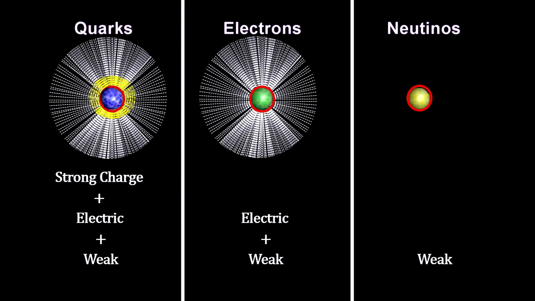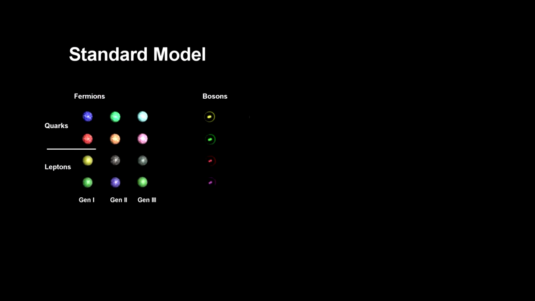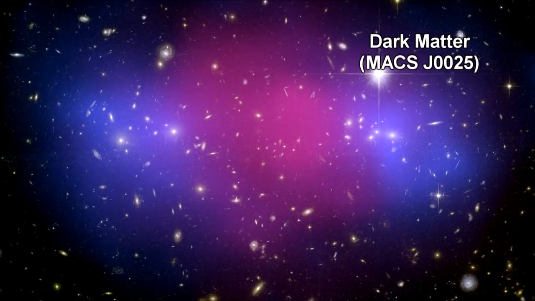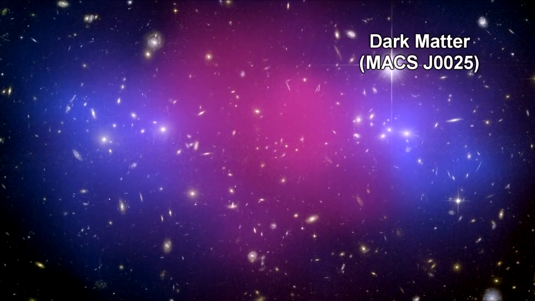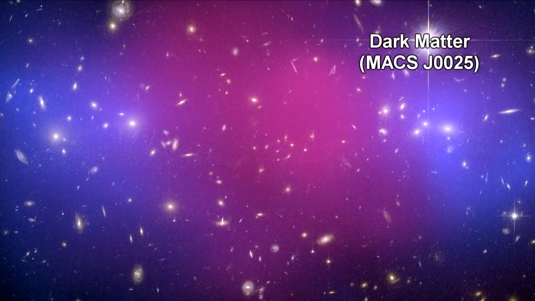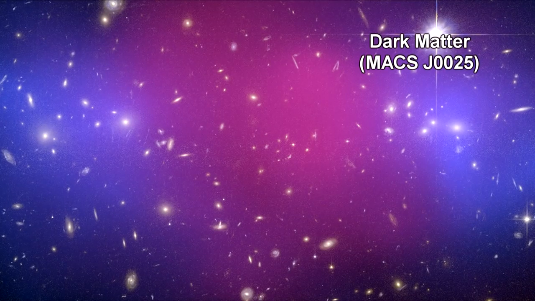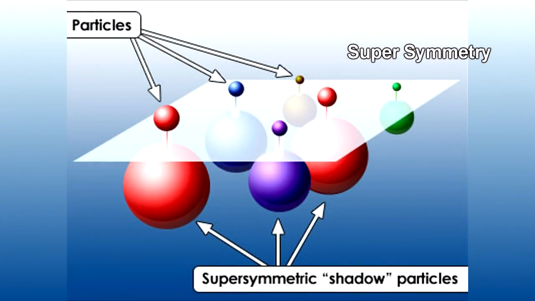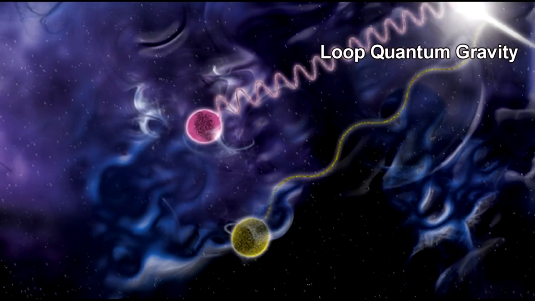But as much as we've discovered, it feels like we're still just scratching the surface. The order in the Standard Model, like the order in the periodic table of the elements, lends itself to the theory that there is an underlying structure yet to be discovered. This, along with the mysteries of dark matter and dark energy, plus the fundamental incompatibilities with general relativity, also speak to a deeper reality. String theory, supersymmetry, and loop quantum gravity are just a few of the candidate theories currently being explored.